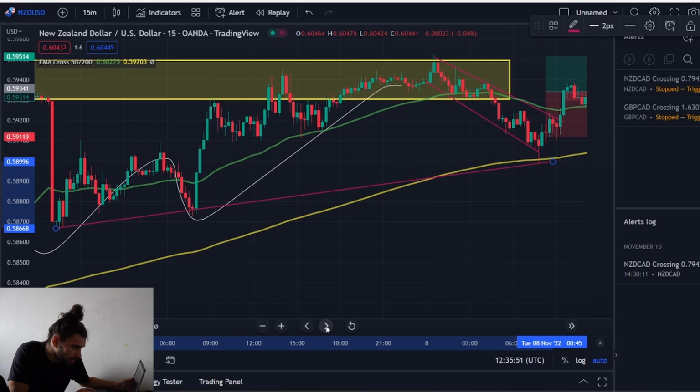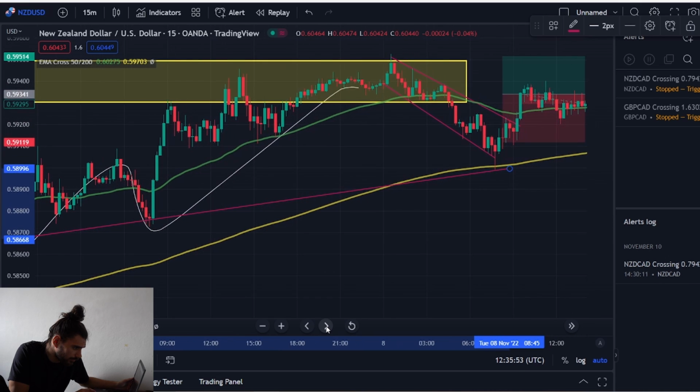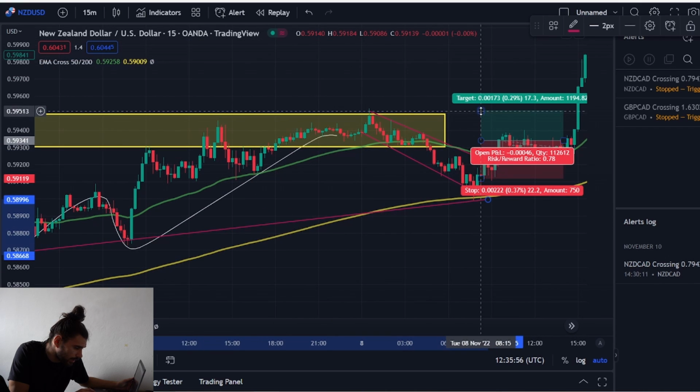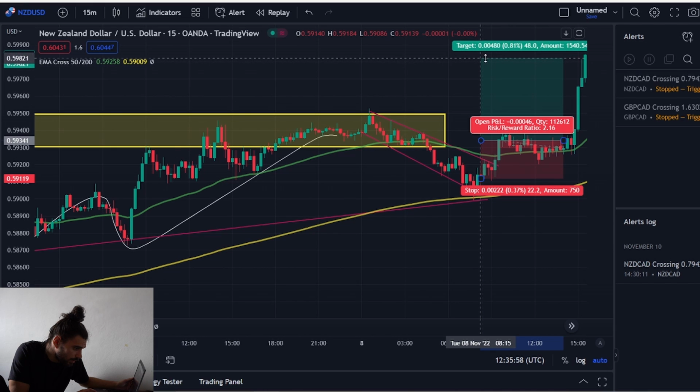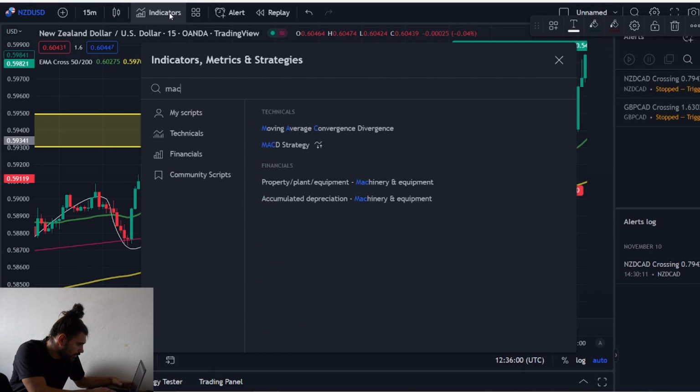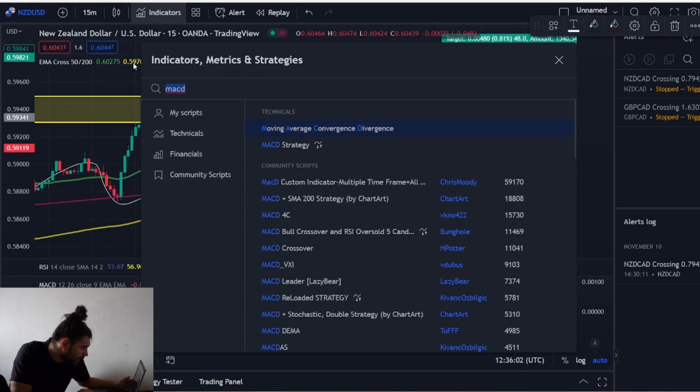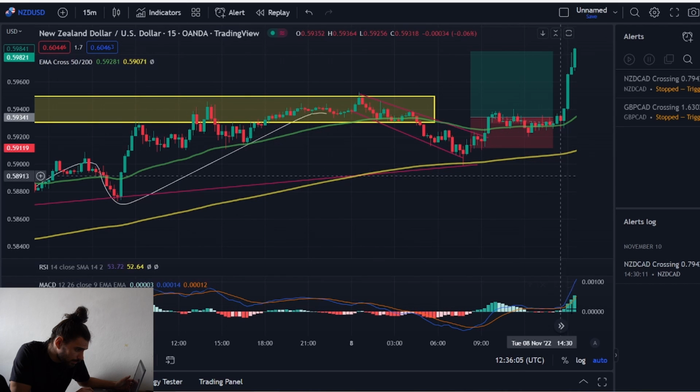So just let the market run. And here, yeah, it worked out. We came to the upside here, 1 to 2, so adding my MACD to look for my exit. So here now the market is pushing pretty high.